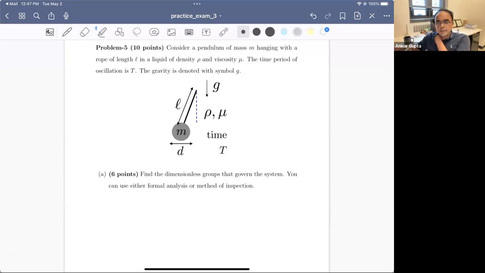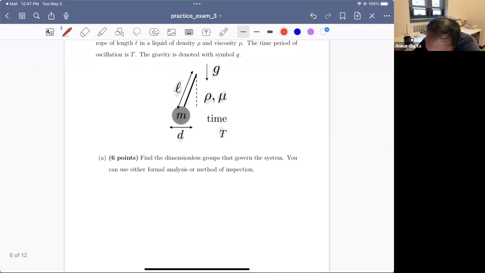This is sort of what I was saying, viscous damping can affect your system. So that's the basic idea here. And how many variables do we have here? 1, 2, 3, 4, 5, 6, 7. These are a lot of variables. So we get K is equal to 7, and R is equal to 3. We'll have 4 dimensionless groups.